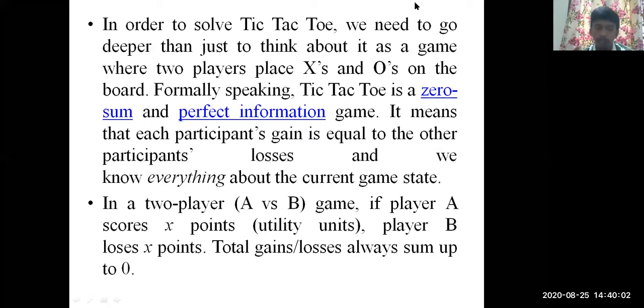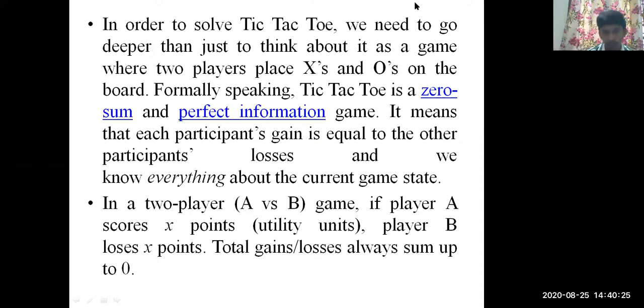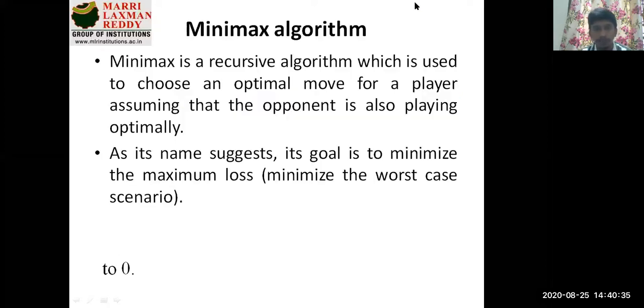As you already know about the game, suppose I say I'll be marking the third row or third column of my game, then I'll be having two chances, to my down and to my left. That's what is a possibility. Or I'll be having three chances. I can keep it diagonally also. So in a two player A versus B game, if player A scores X points, player B loses X points, the total should be equal to zero. That's a condition. X minus X equal to zero. Gain minus loss should be equal to zero. That is a condition.